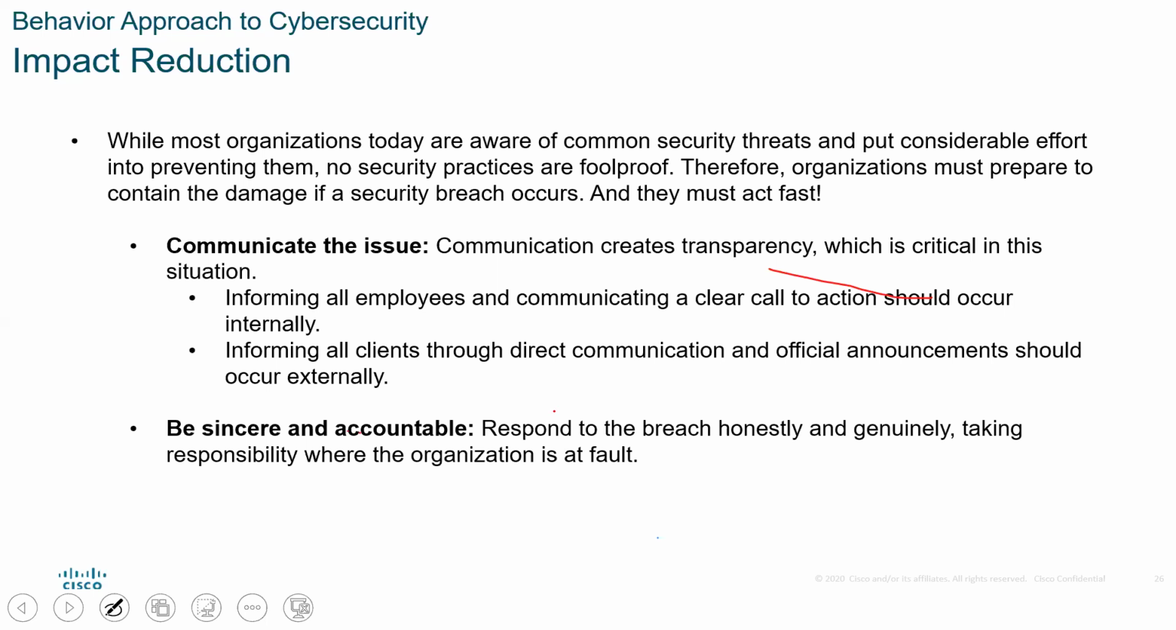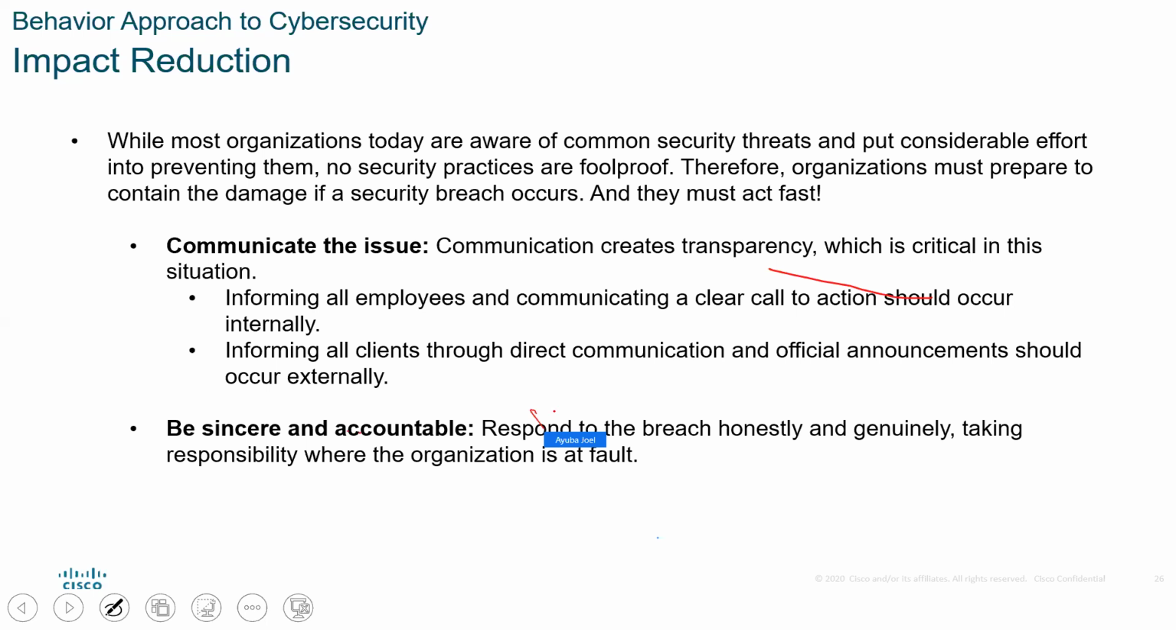Impact reduction. While most organizations today are aware of common security threats and put considerable effort into preventing them, no security practices are foolproof. Therefore, organizations must prepare to contain the damage if a security breach occurs, and they must act fast.